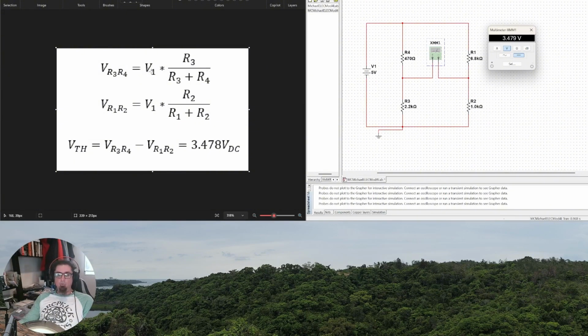Now, if we go over here and look at our actual calculations, we would take V1, which is 5 volts, multiply it by R3 over R3 plus R4, and this would get us VR34. This is this portion of the voltage across the bridge circuit. And over here we would do the same thing.